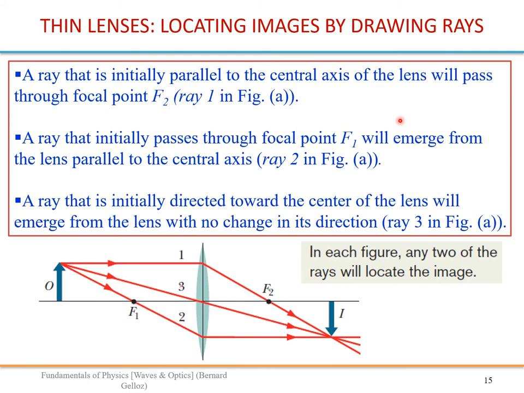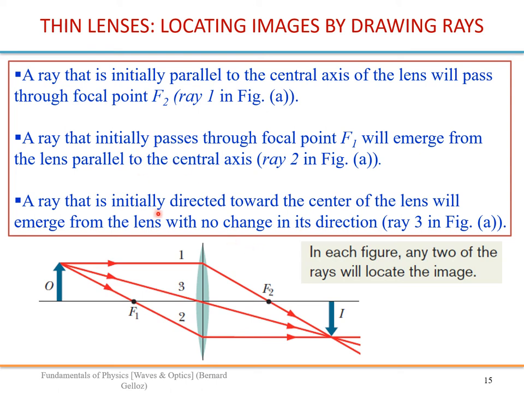Let's see how we can locate images using ray diagrams. We have here a converging lens and an object here. There are basically three smart rays that you can use to easily find the image of an object. The first one is a ray that is initially parallel to the central axis of the lens, which will pass through the focal point F2. That's ray 1. As I said before, you need only two rays because there is stigmatism.